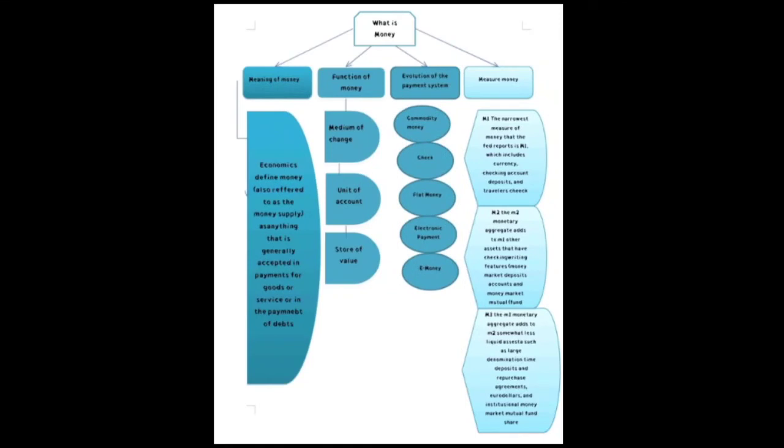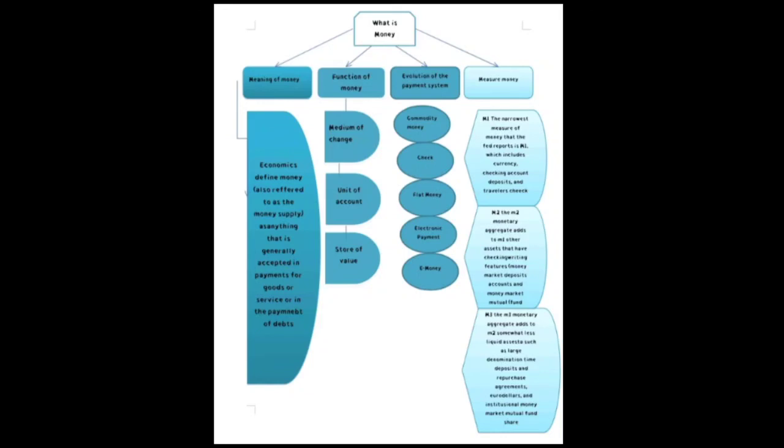What is money? The meaning of money: economists define money, also referred to as the money supply, as anything that is generally accepted in payment for goods or services or in the payment of debt. Second, functions of money: medium of exchange, unit of account, and store of value. And third, evolution of the payment system: commodity money, check, fiat money, electronic payment, and now e-money.